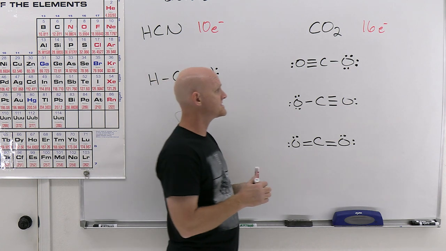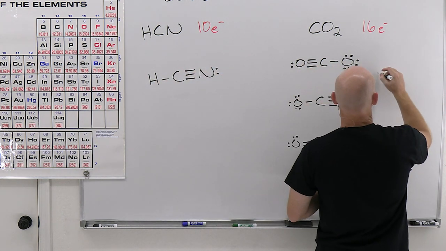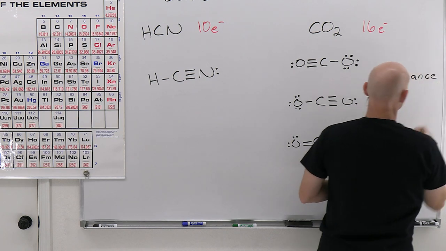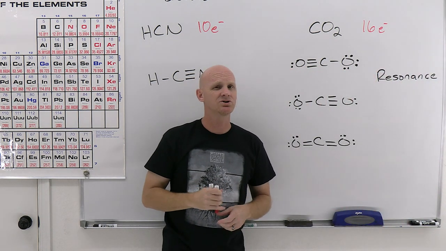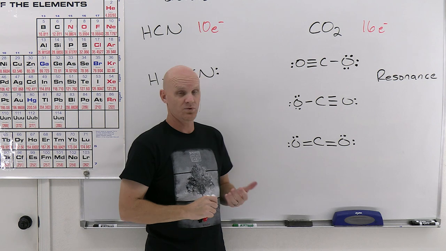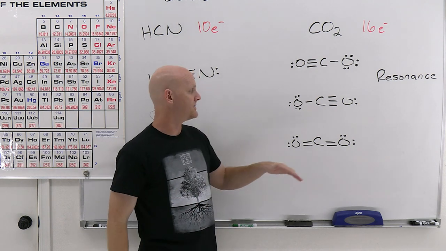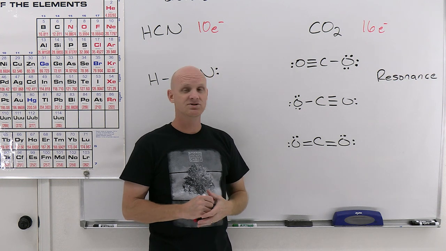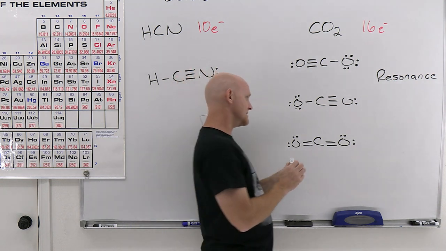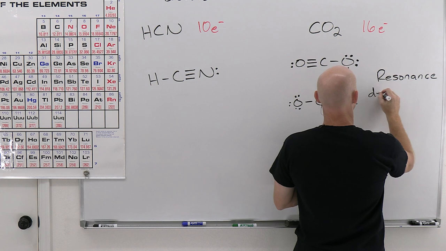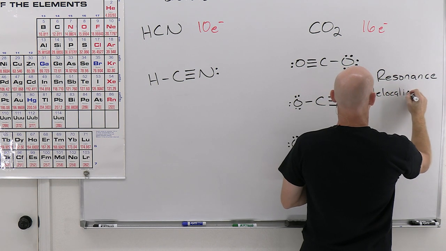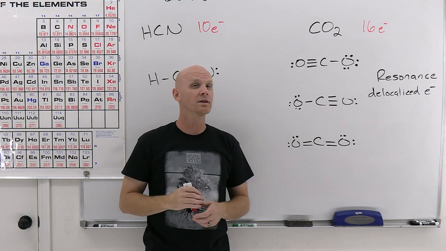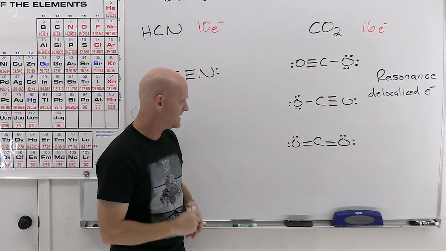Now, when you can draw multiple structures that get every atom a satisfied octet, we refer to this as resonance. Normally we don't actually think of CO2 as exhibiting much resonance, and in truth, it really doesn't exhibit much at all. But if you can draw multiple structures that are not the same, you do have a case that's called resonance. And if you've got resonance, you've got what we refer to as delocalized electrons, electrons that are in more than one location at the same time.